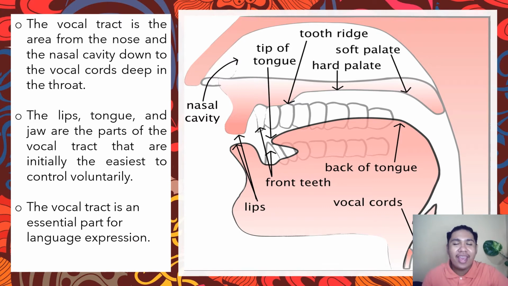The vocal tract is an essential part of language expression. Yes, because basically, we cannot make or produce sounds without the presence of our vocal tract. If we do not have this, then we are not able to speak to one another.